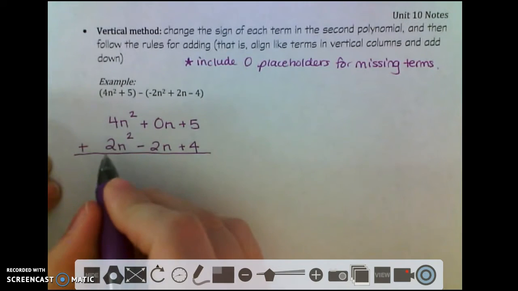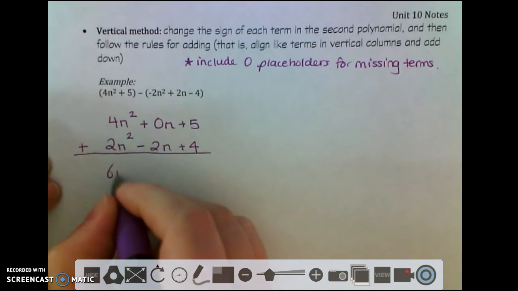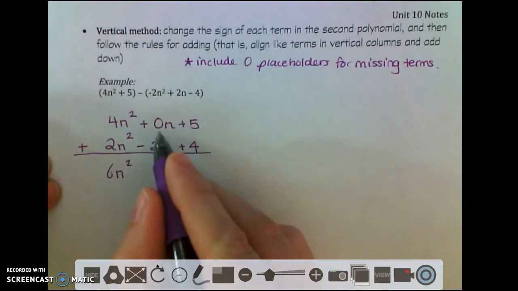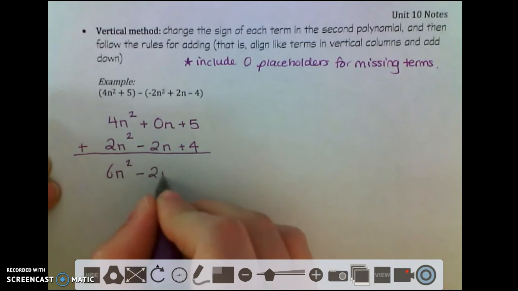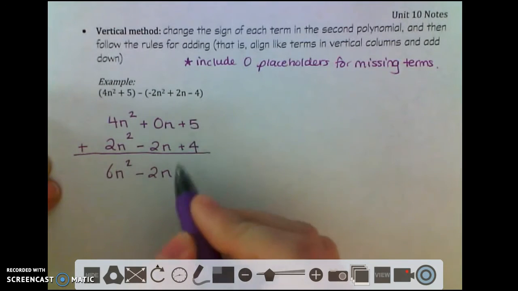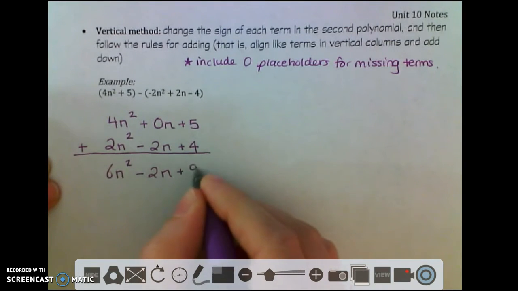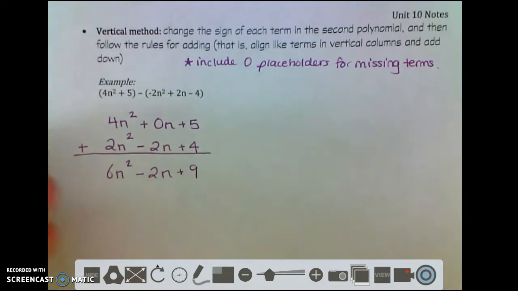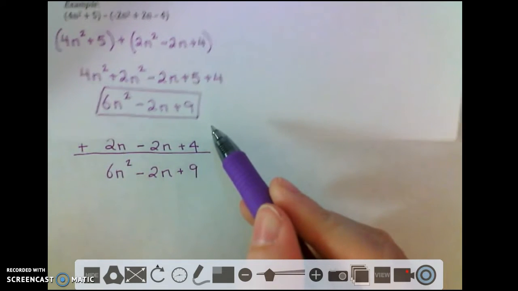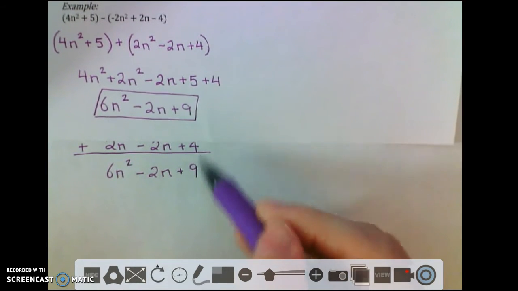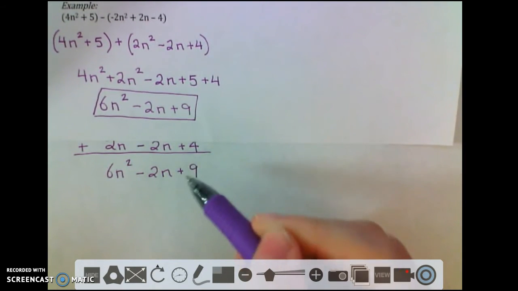4n squared plus 2n squared is 6n squared. 0n plus negative 2n is negative 2n. And 5 plus 4 is 9. And we can see that I get the same answer as I did when I used the horizontal method. So either one of these methods will get you the exact same answer.